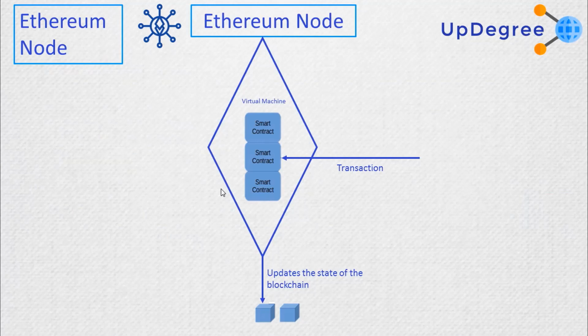You have an Ethereum node. It's at the top. So the Ethereum node contains a virtual machine, and each virtual machine has a lot of smart contracts. And you can do the transaction. The user can do a transaction, and it hits the smart contract. And once that is done, it updates the state of the blockchain. So very simple mechanism. Ethereum node contains virtual machines, and virtual machines have a lot of smart contracts. Smart contracts can be for any use cases, and it can be done for any transactions. And once that transaction happens, you can update the state of the blockchain.